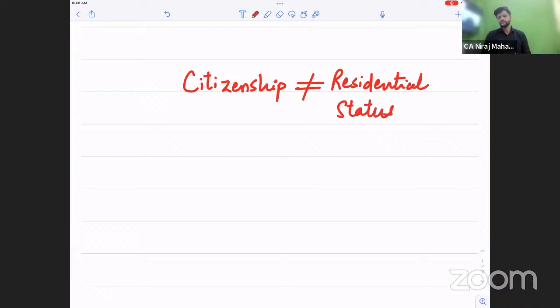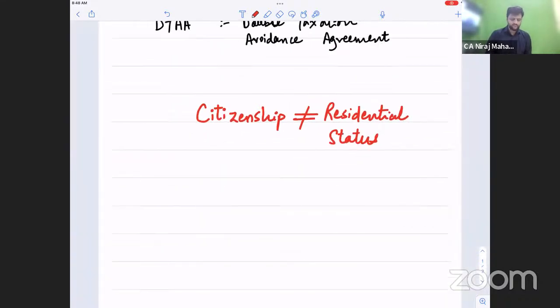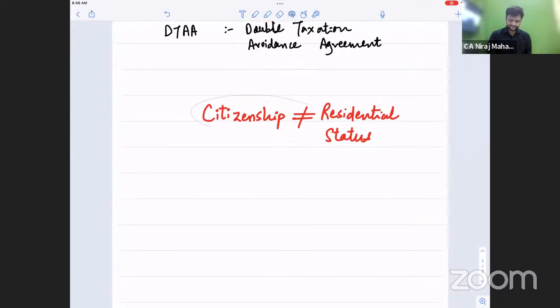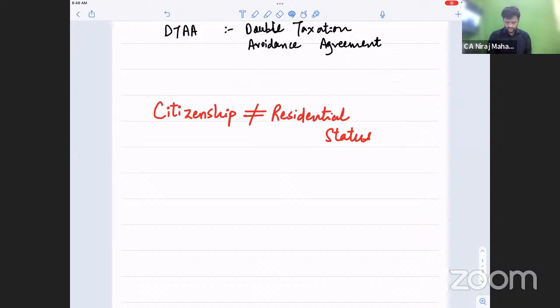Clear till here? Citizenship has nothing to do with residential status. Because a person can, let us say, be doing a job in the USA, and then he goes to the UK or Australia. So people can change their location, but they may be a citizen of only one single country. Clear till here? So this is not important for us.